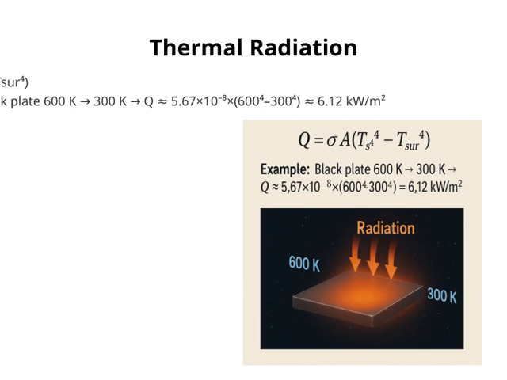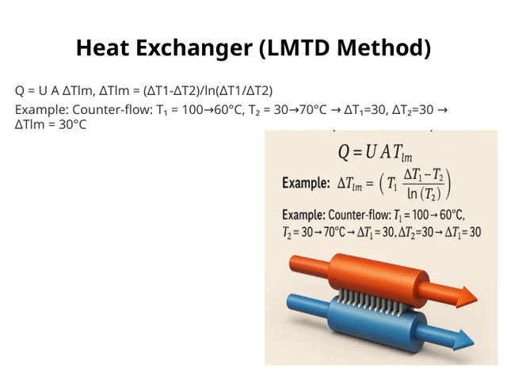Understanding this helps us grasp how objects exchange heat in many real-world scenarios, tying into the overall theme of heat transfer mechanisms. Now let's look at the heat exchanger using the LMTD method. The heat transfer rate, Q, is calculated with the formula Q equals U times A times ΔTlm. Here, U is the overall heat transfer coefficient, A is the heat exchanger area, and ΔTlm is the log mean temperature difference. The key point is how we determine ΔTlm.